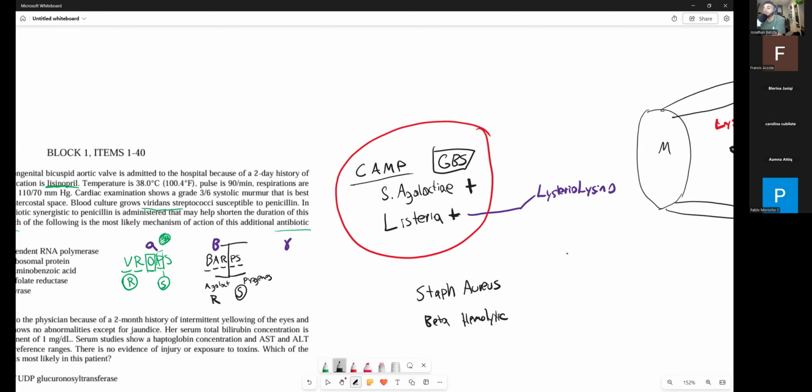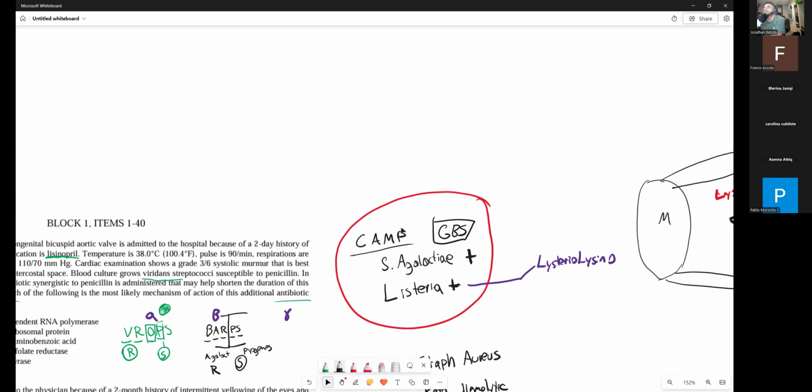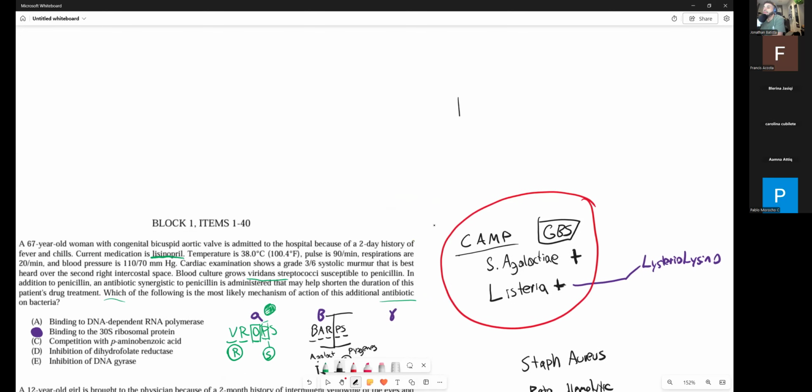Now, there's also something else called PYR. PYR status. For PYR, you have two we need to remember. The two would be group A strep, which is Pyogenes. Yes, group A strep. There's also another one. It's also Enterococcus.